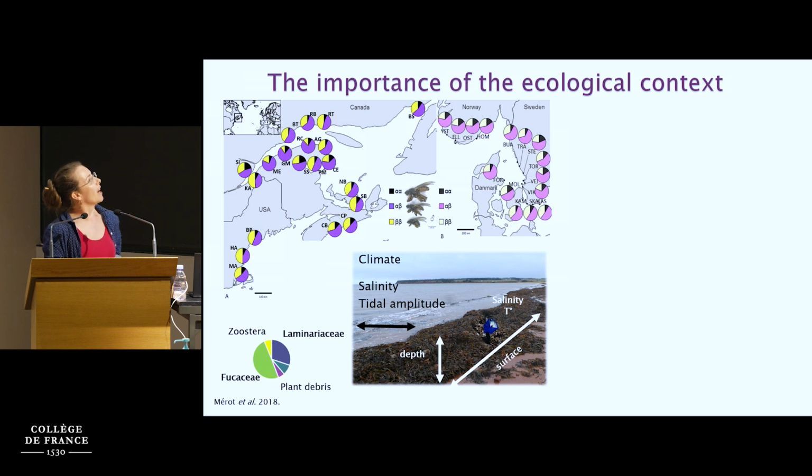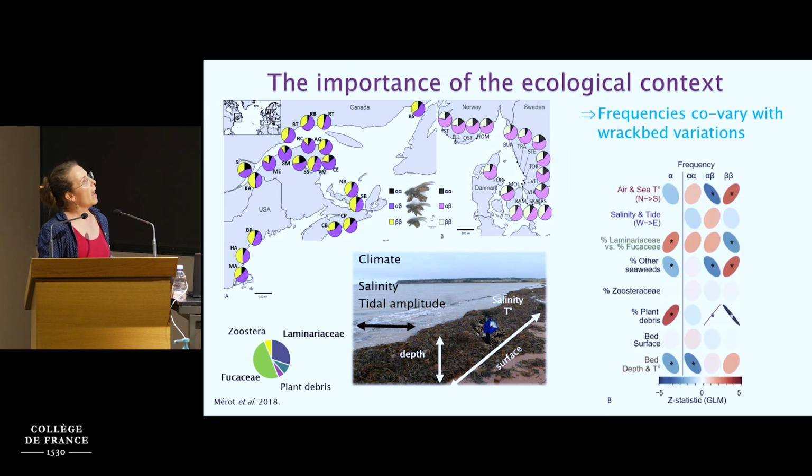So if we come back to that, I told you, well, it's polymorphic everywhere, but you have good eyes, and I'm sure you've noticed that it's not exactly the same proportion everywhere. So I recorded ecological characteristics of the rag bed and of the population. This is, for example, the composition of the rag bed and how deep it was. And we could associate the frequency of the inversion with the rag bed characteristics. And we see that the composition and the depth of the rag bed really explain the distribution of frequency.